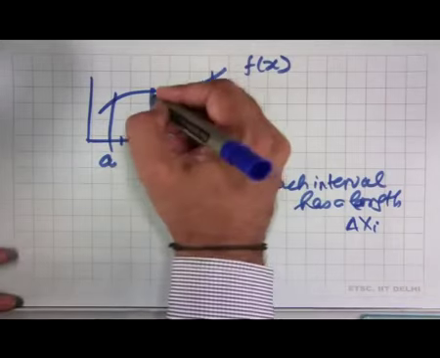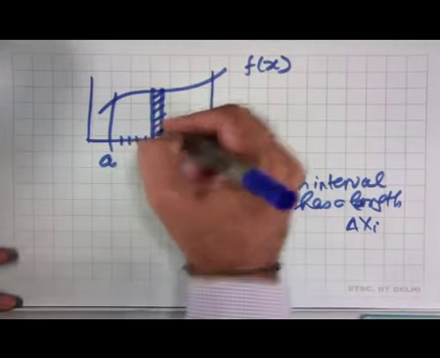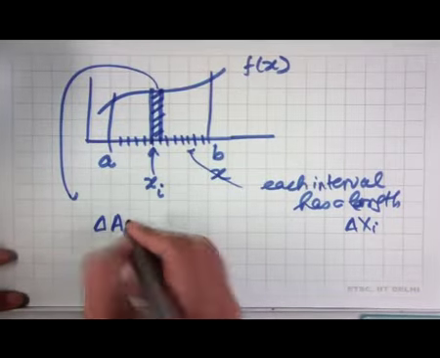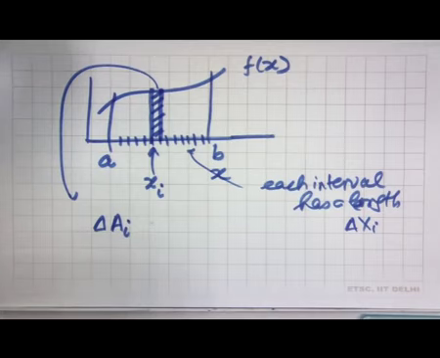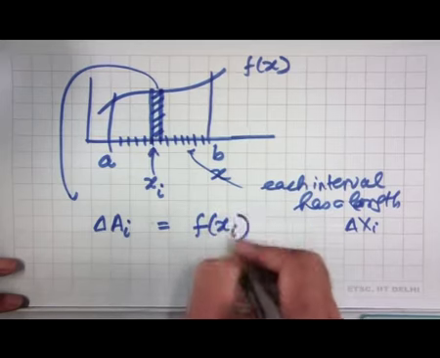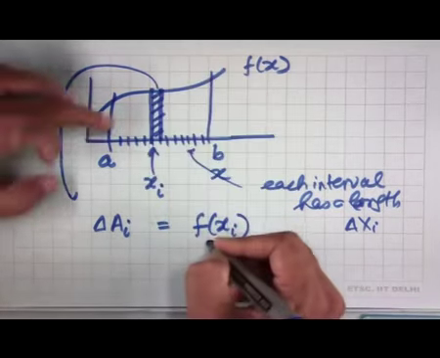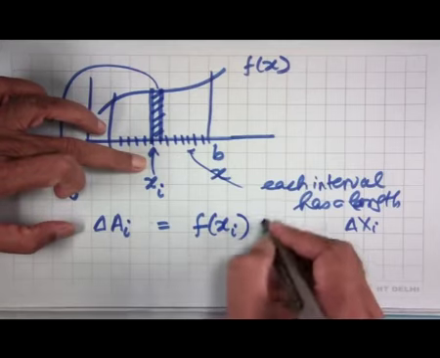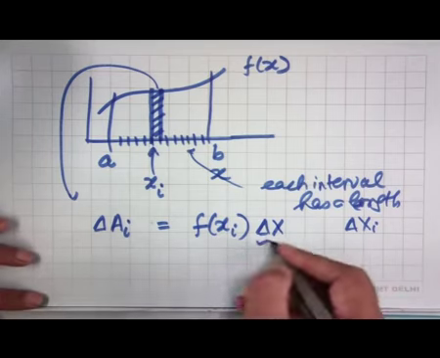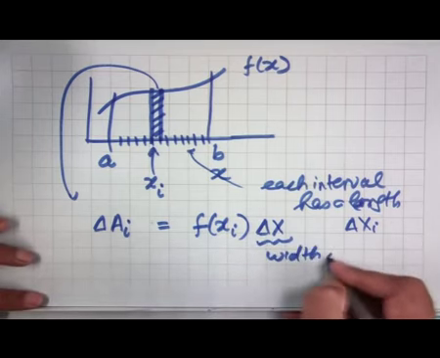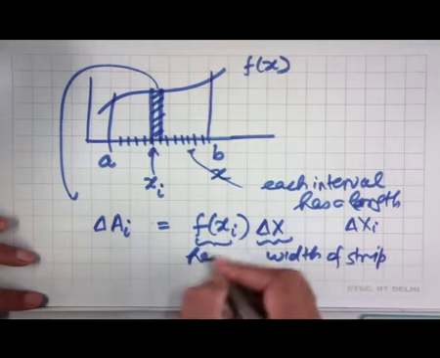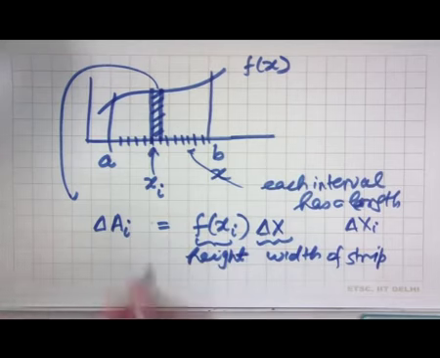So now I am looking at xi and the next interval delta xi. The area of this small portion I write as delta ai. So delta ai will be equal to the height here, which is f of xi, multiplied by delta x. So this is the width of the strip and this is the height. The product of these two gives me the area of the strip.